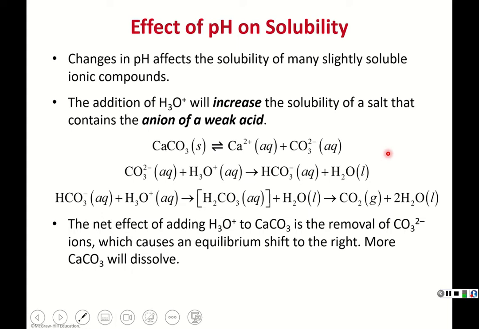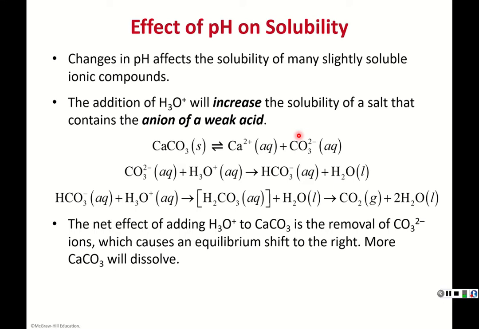What are they? Well, the addition of an acid will increase the solubility of a salt that contains the anion of a weak acid. If we look at an example, calcium carbonate is a slightly soluble compound. If you go back to the solubility rules, you'll see that carbonate combined with calcium makes an insoluble compound. The anion is carbonate, which is an anion of a weak acid. If you add a proton or two to that, you'd get a weak acid, carbonic acid.